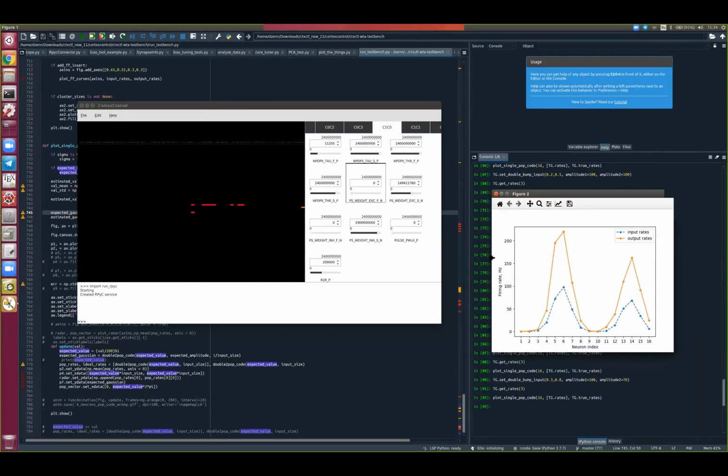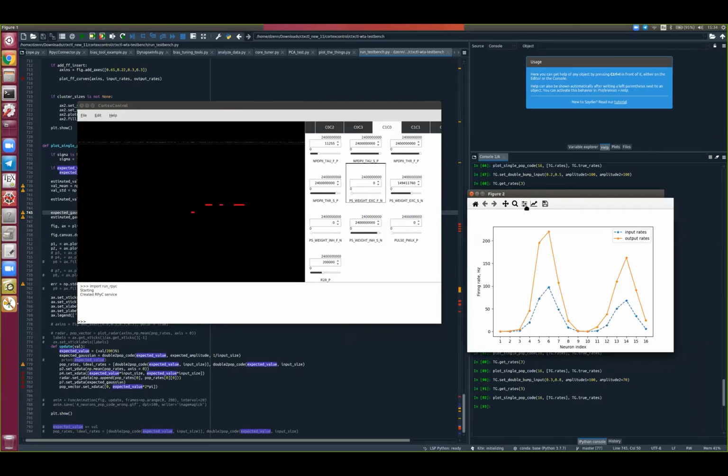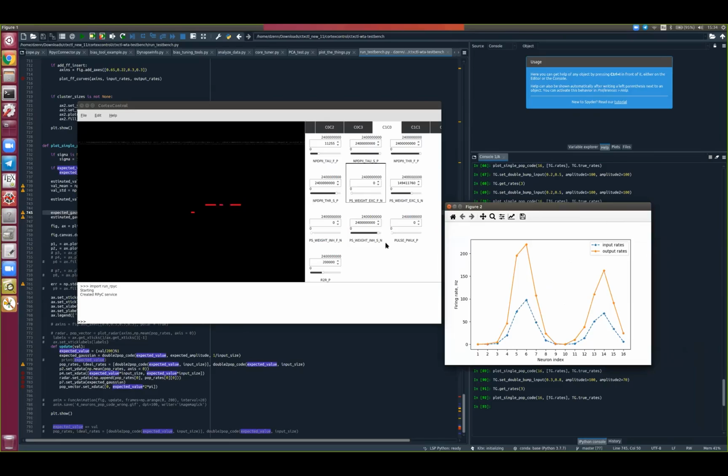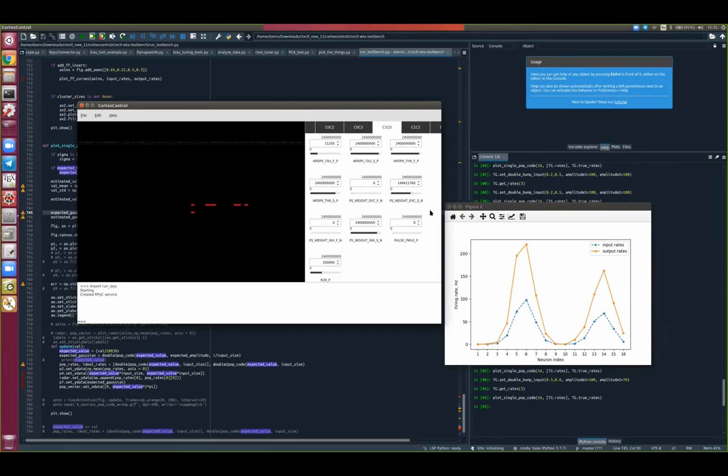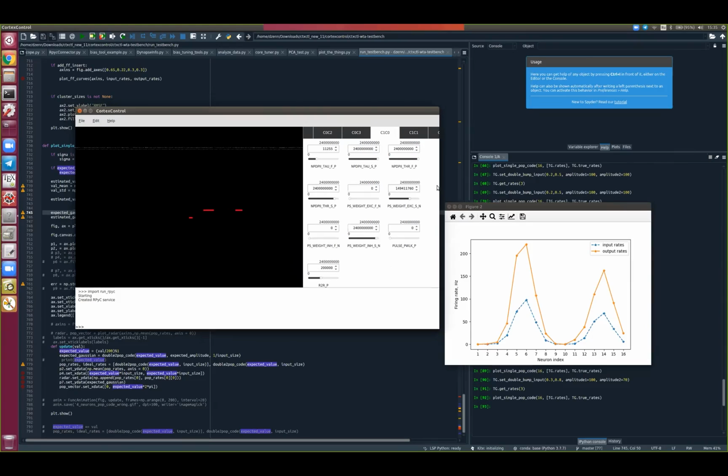Now the output rates are actually higher than the input, which just depends on the F-I curves of the current set of biases. I'm actually sending two bumps right now, and I would like to see how they interact when I start changing biases.